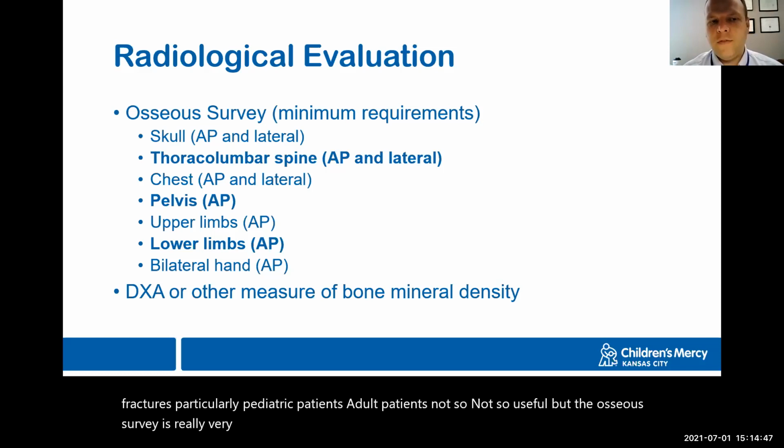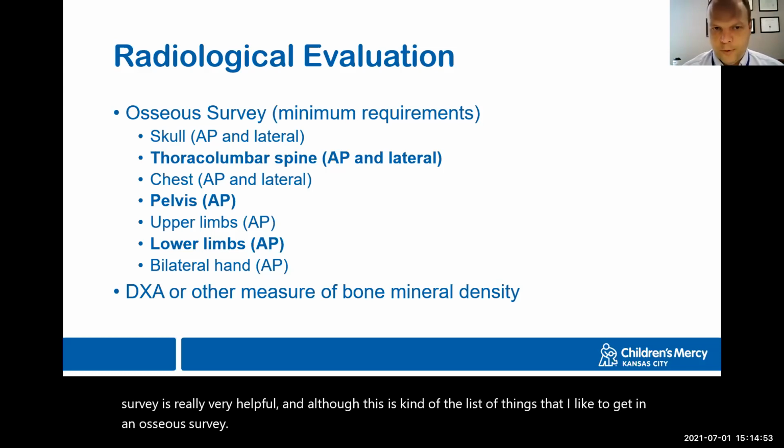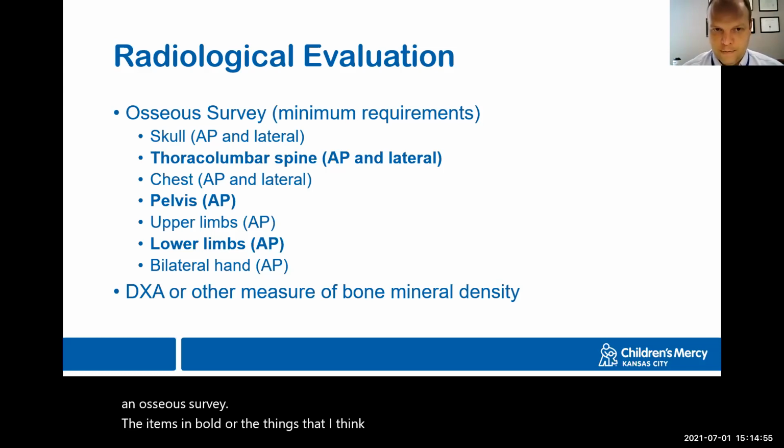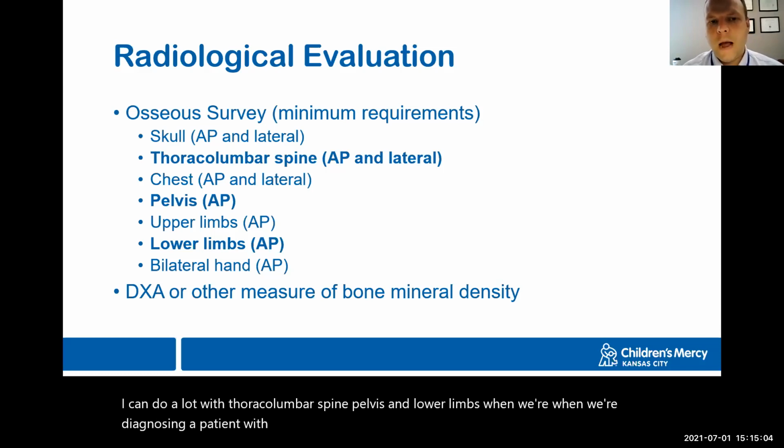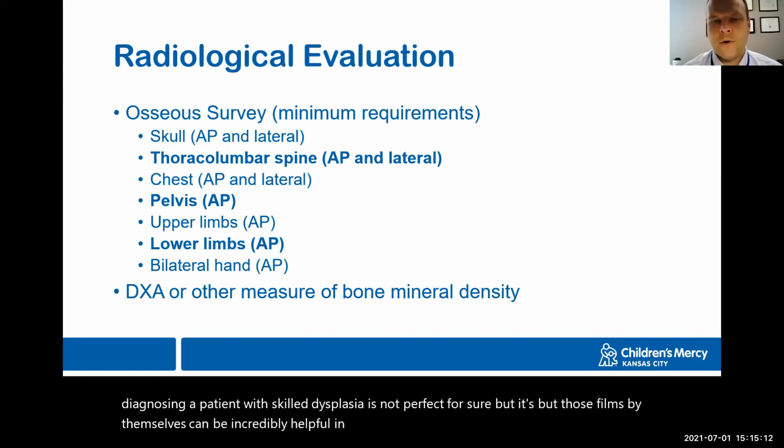And although this is kind of the list of things that I like to get in an osseous survey, the items in bold are the things that I think are absolutely necessary. I can do a lot with thoracolumbar spine, pelvis, and lower limbs when we're diagnosing a patient with skeletal dysplasias. Not perfect for sure, but those films by themselves can be incredibly helpful in establishing at least a pattern to start working on a diagnosis.